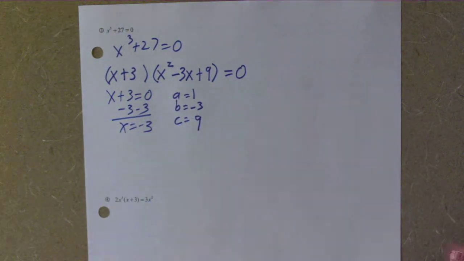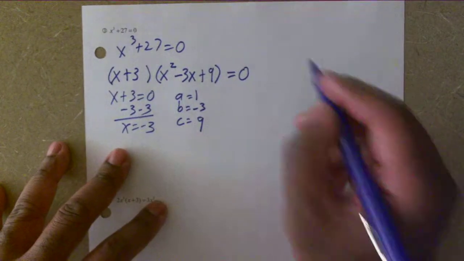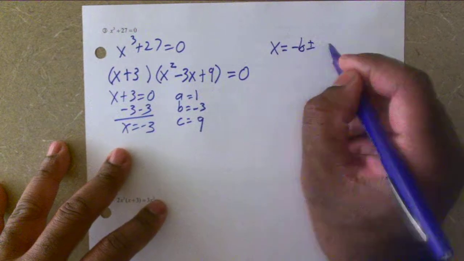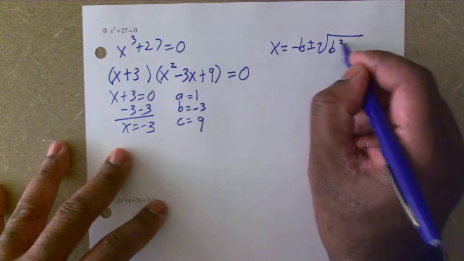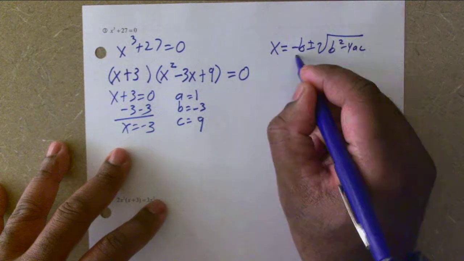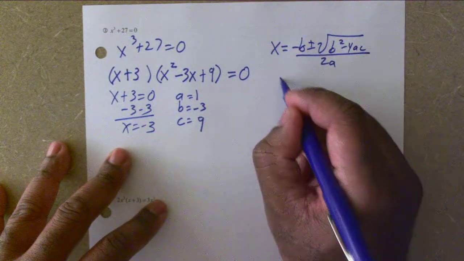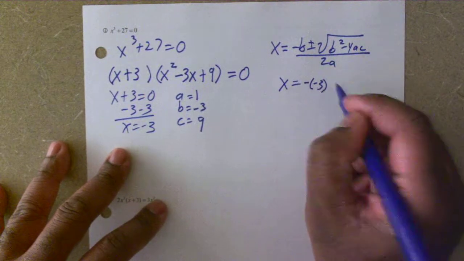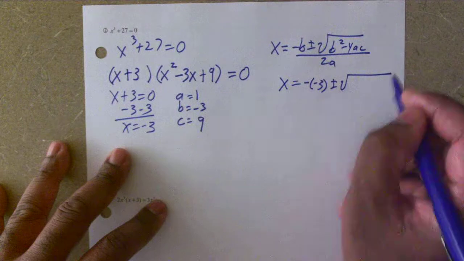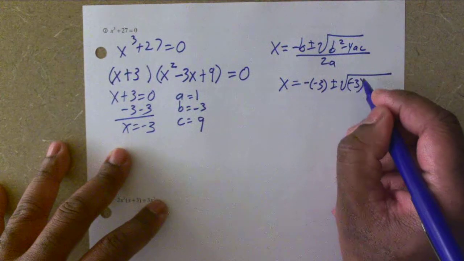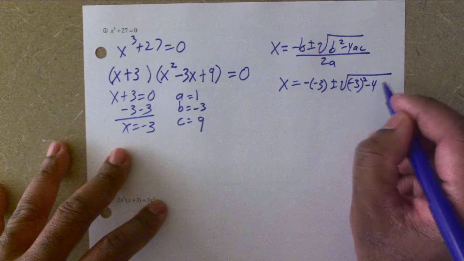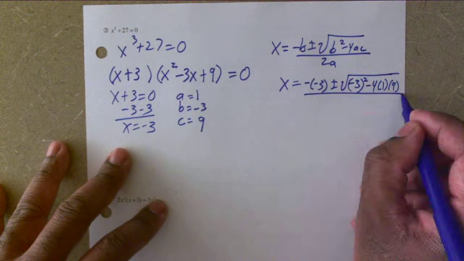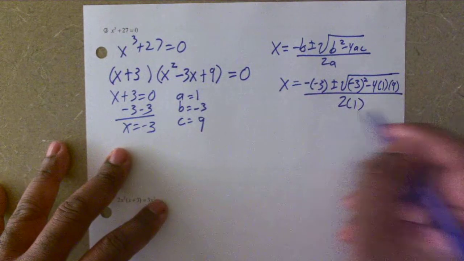Now we could go off to the side and do the quadratic formula. So we could have x equals negative b plus or minus the square root of b squared minus 4ac all over 2a. So we would substitute. It would be the opposite of negative 3 plus or minus the square root of negative 3 squared minus 4 times 1 times 9 all over 2 times 1.